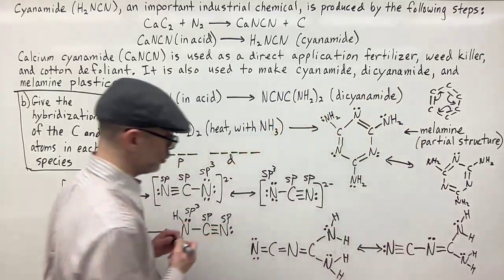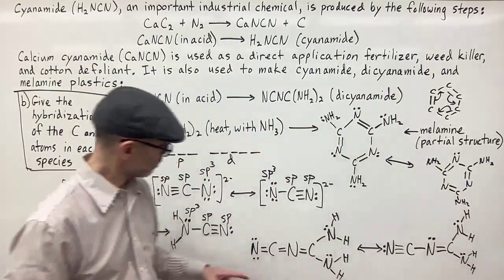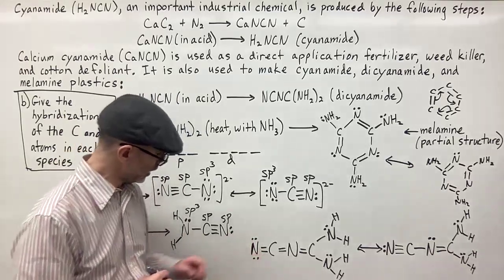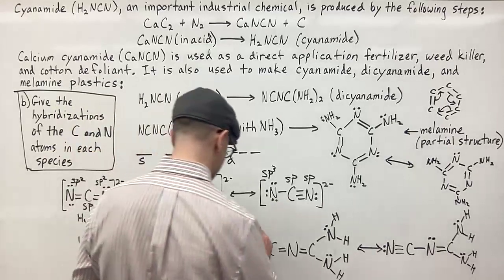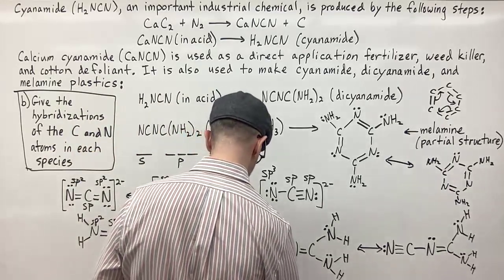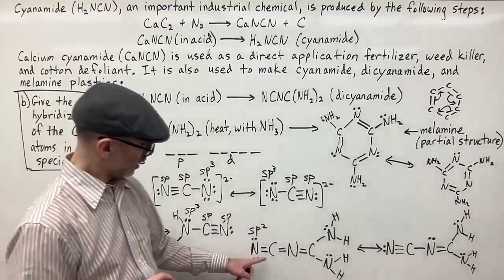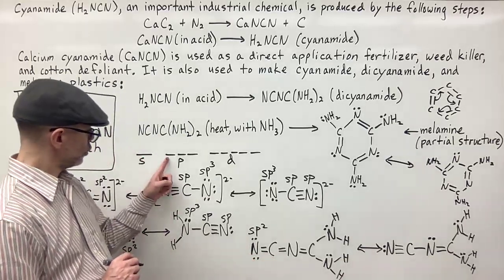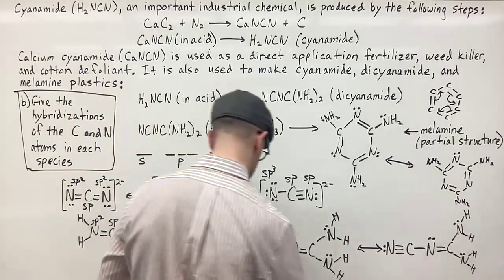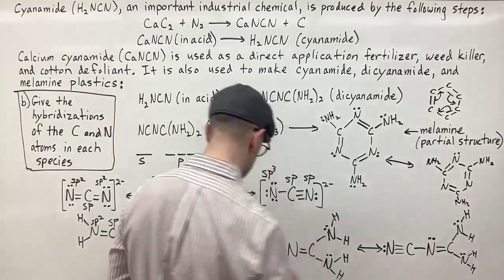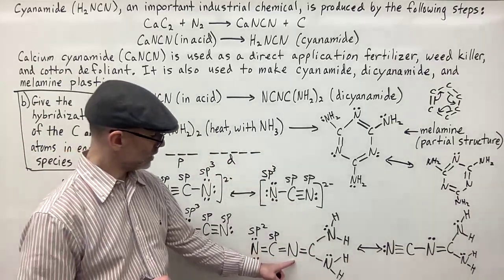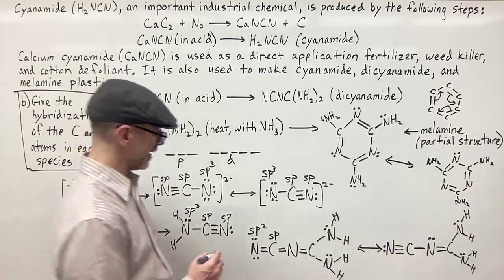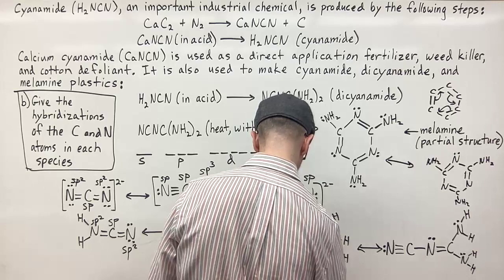Let's go on to these two. So again, here this nitrogen, I have 1, 2, 3 electron groups. That's going to be sp2. Here I have 2 electron groups, 2 double bonds. That's 1 and 2, so that's sp. This nitrogen has 2 double bonds. That's 2 electron groups, so that's s and p as well, so sp hybridized.